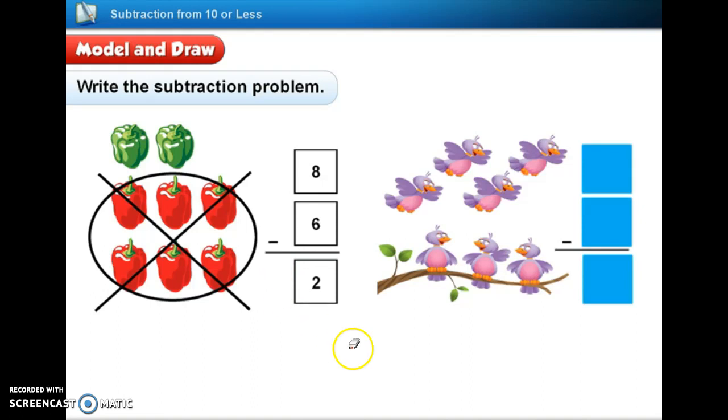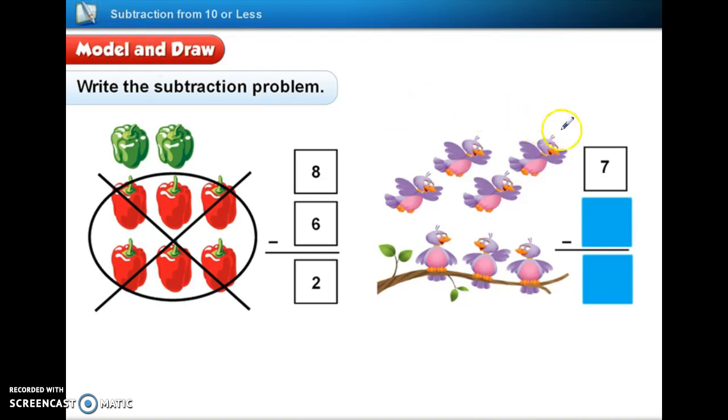Okay, let's look at our next picture. How many birds do we have all together? Let's count. 1, 2, 3, 4, 5, 6, 7. All right, so we have 7 birds. So write 7 up in your top box because 7 is our whole.